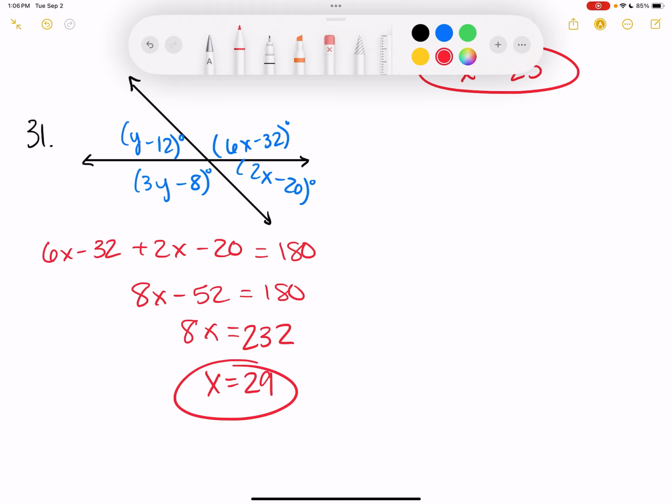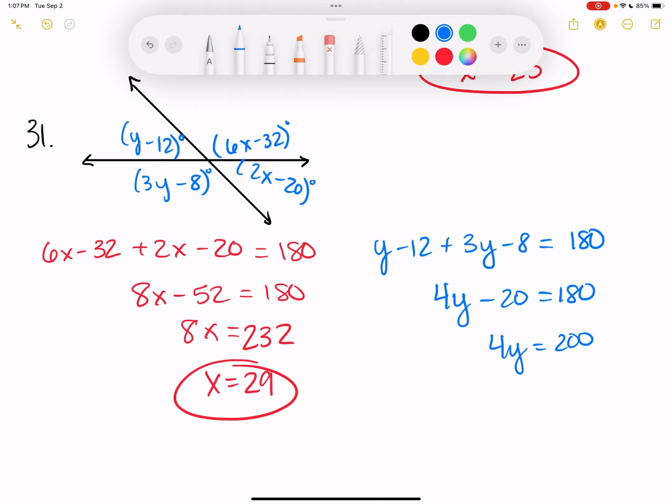Again, if they actually asked us to find what each of the angles were, we would need to take that and plug that in for x. Now they want us to find y. So over here, what has to be true of these two angles? Equal to 180. So y minus 12 plus 3y minus 8 equals 180. So then I've got 4y minus 20 equals 180. Let's see if I can add correctly this time. 4y equals 200. So y equals 50. And that would be the other one.